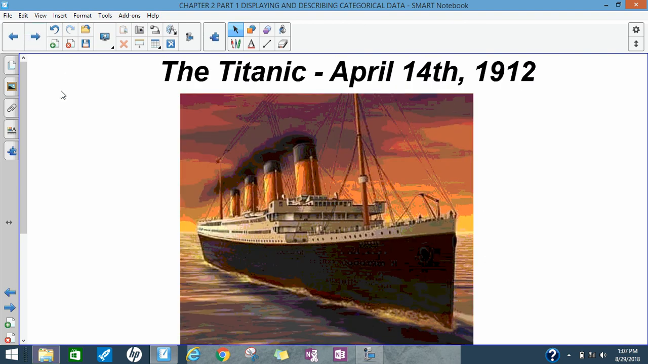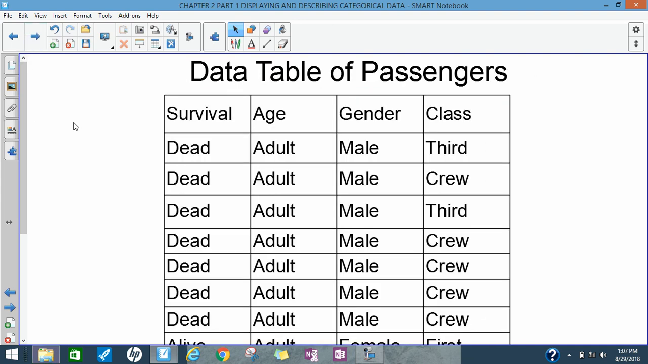So the book uses the example of the Titanic, and so I'm going to just follow along with that idea. And just as a historical note, the Titanic sank April 14th, 1912. And so if they looked at the passengers on board and they collected a bunch of information about them, what we could do is display that information in a data table. So here's a snippet of what that data table might look like.